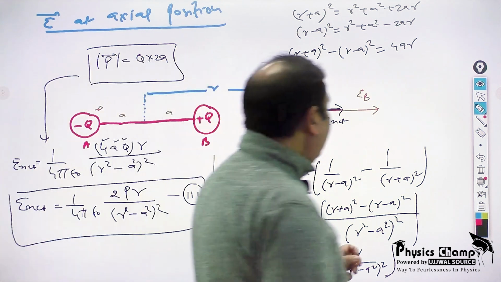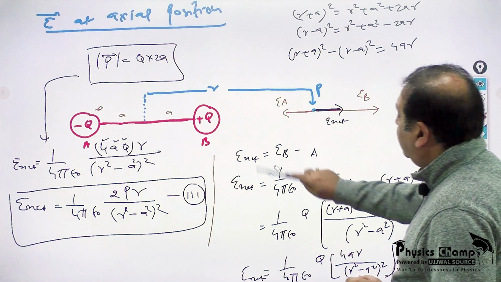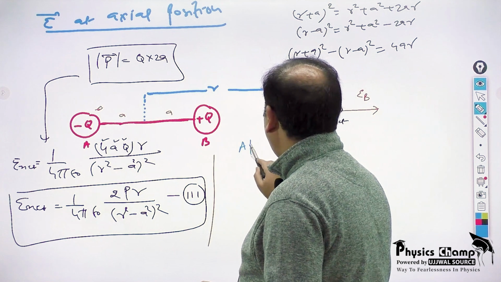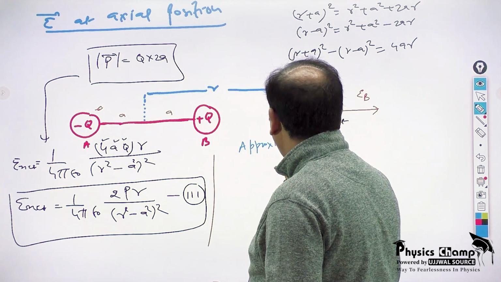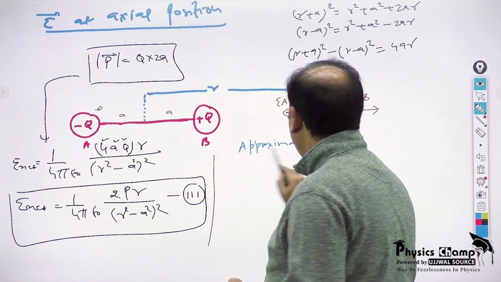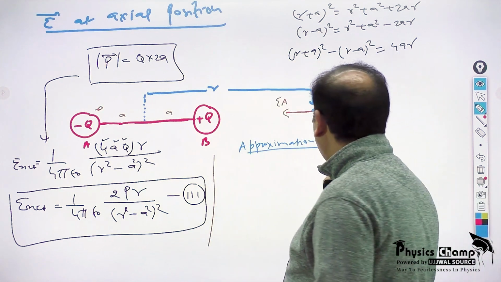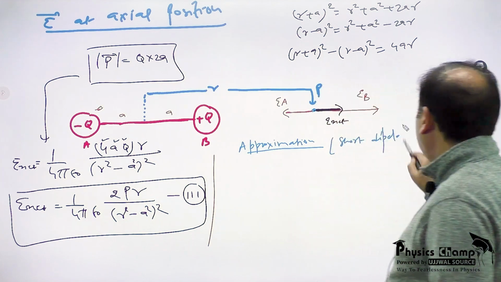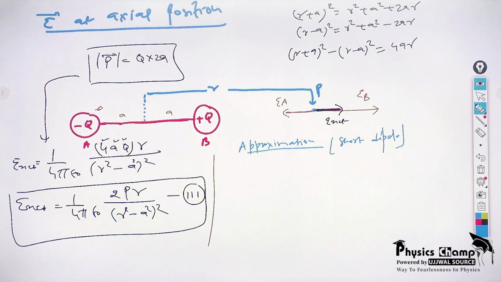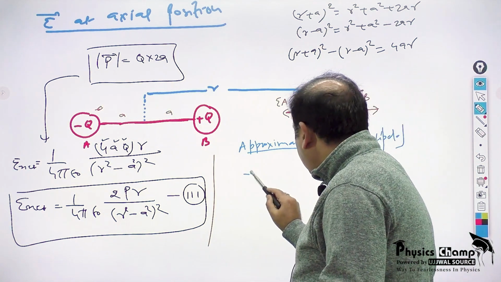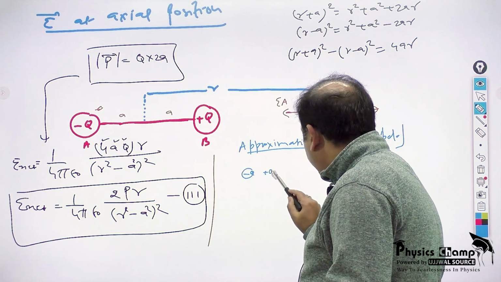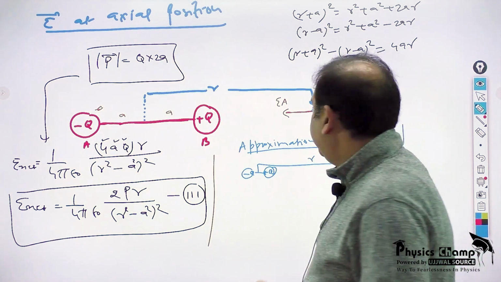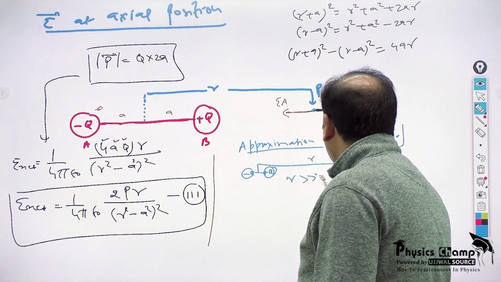Here I will further take one approximation, and that approximation is that it's a short dipole. Now, what do we mean by short dipole? Short dipole means the dipole is very small as compared to the separation. It means R is very, very large as compared to A.